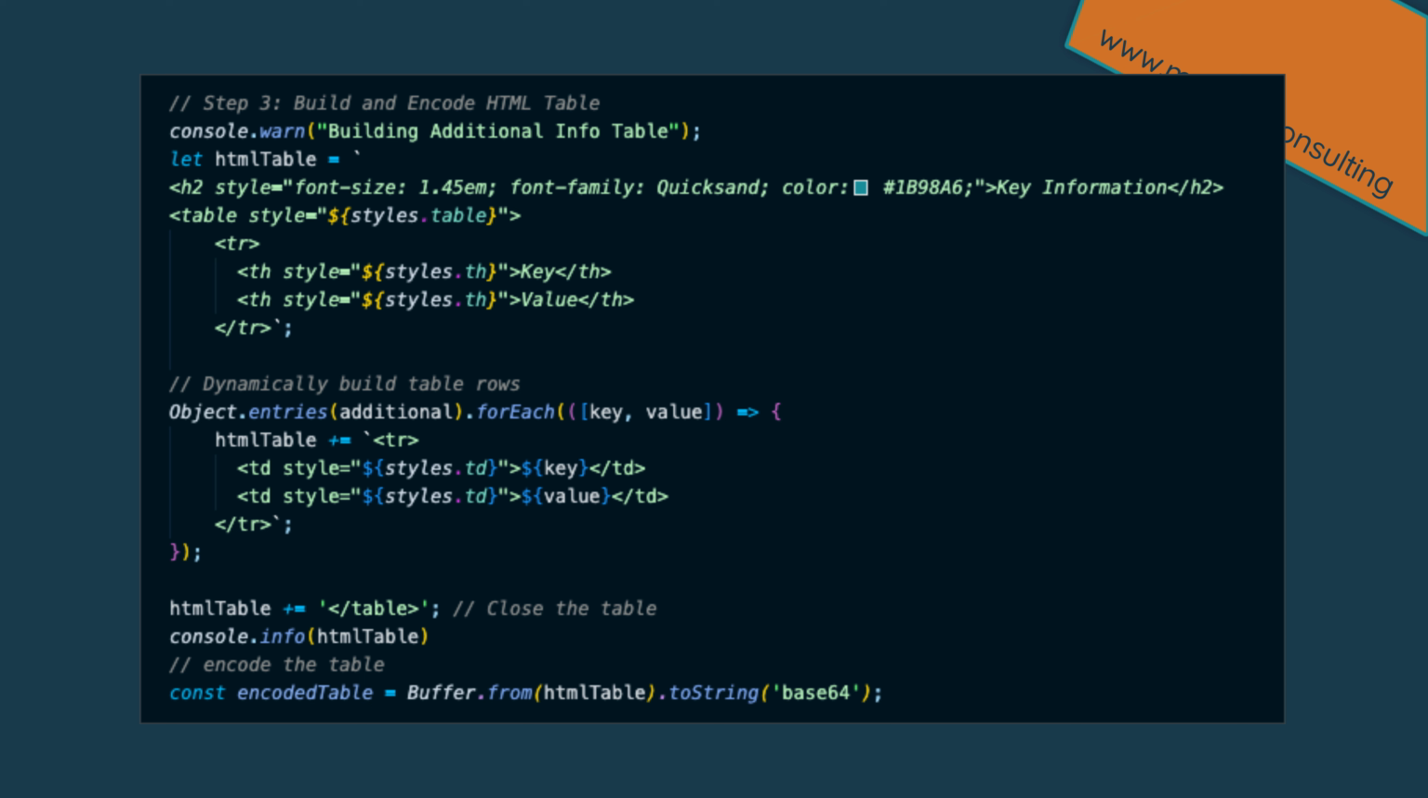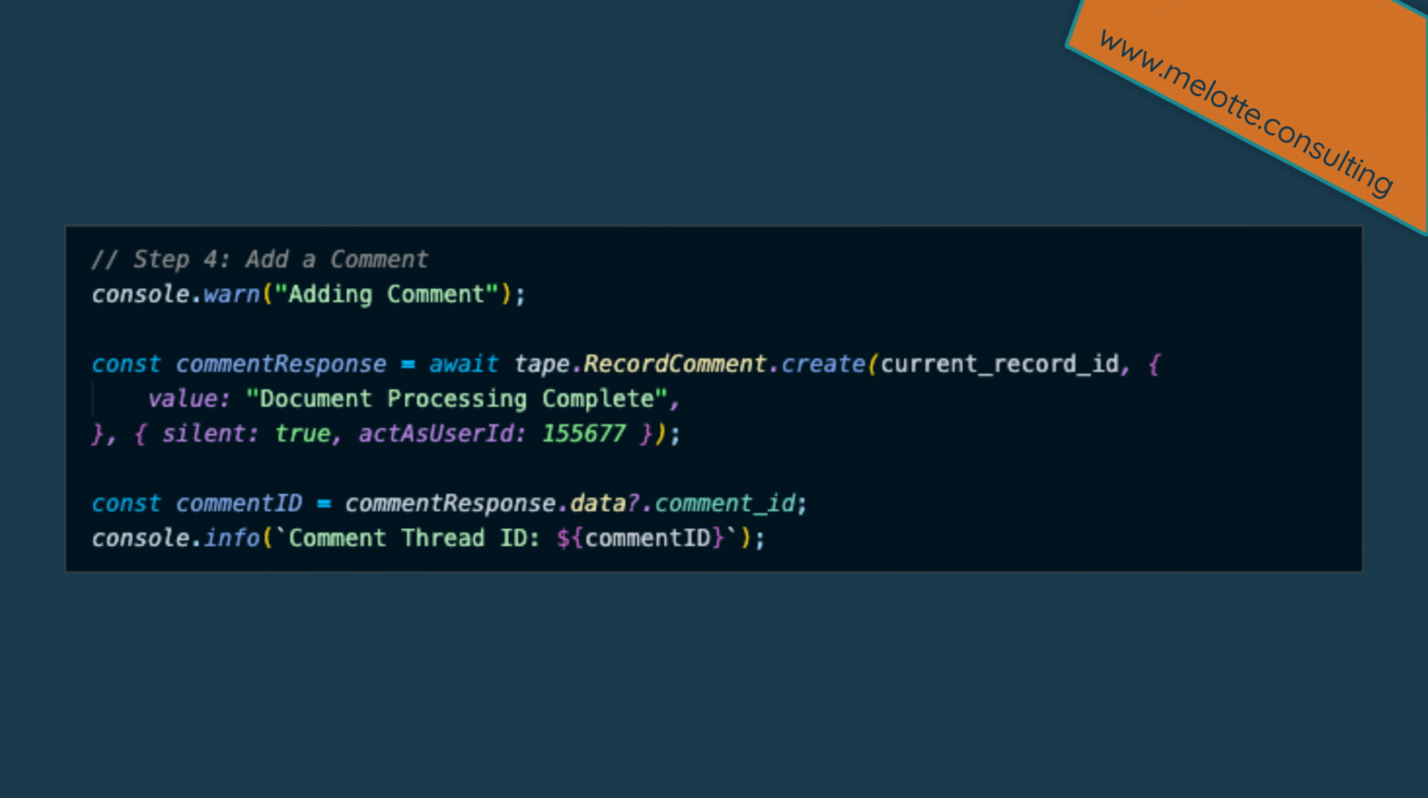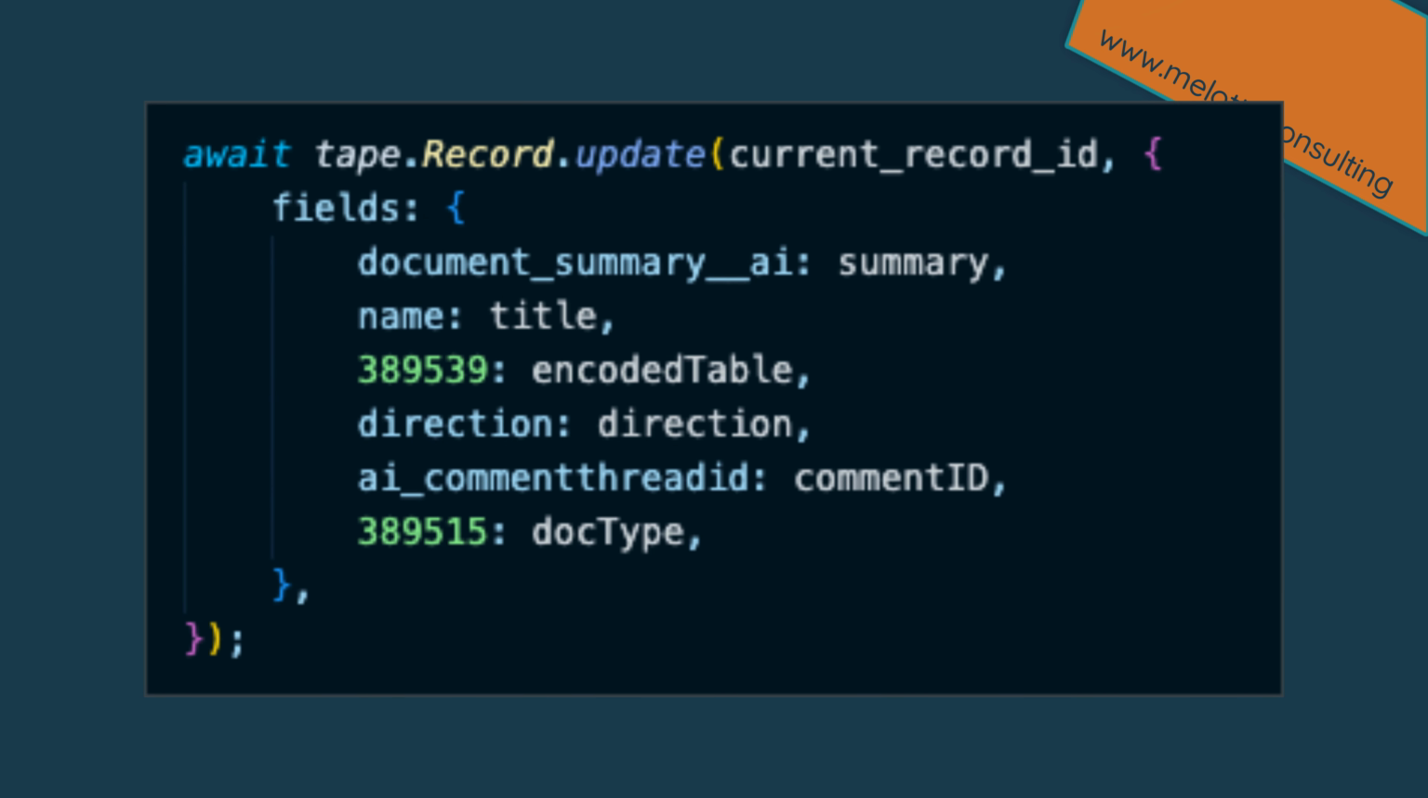Step 3. We build the HTML table for key information and base 64 encode it. Step 4. We add a comment to the record for user update purposes indicating the process is complete. Step 5. Finally, we update the record with all the gathered data.